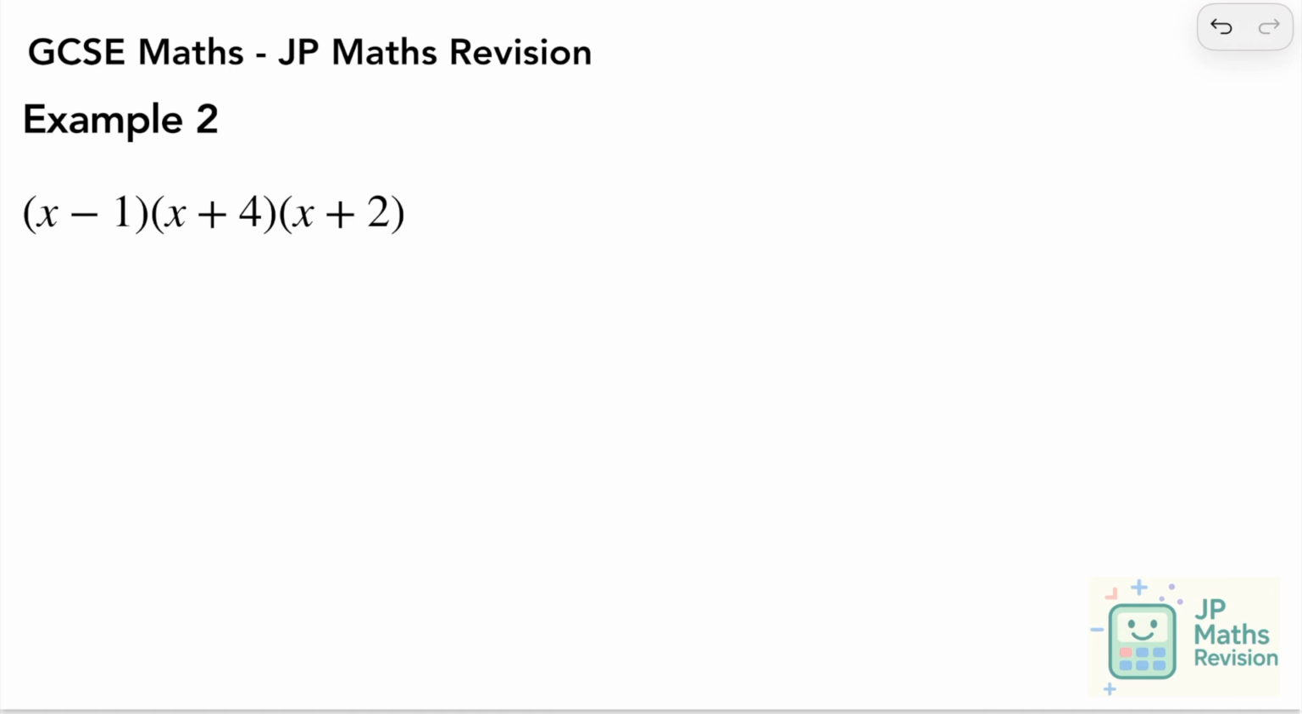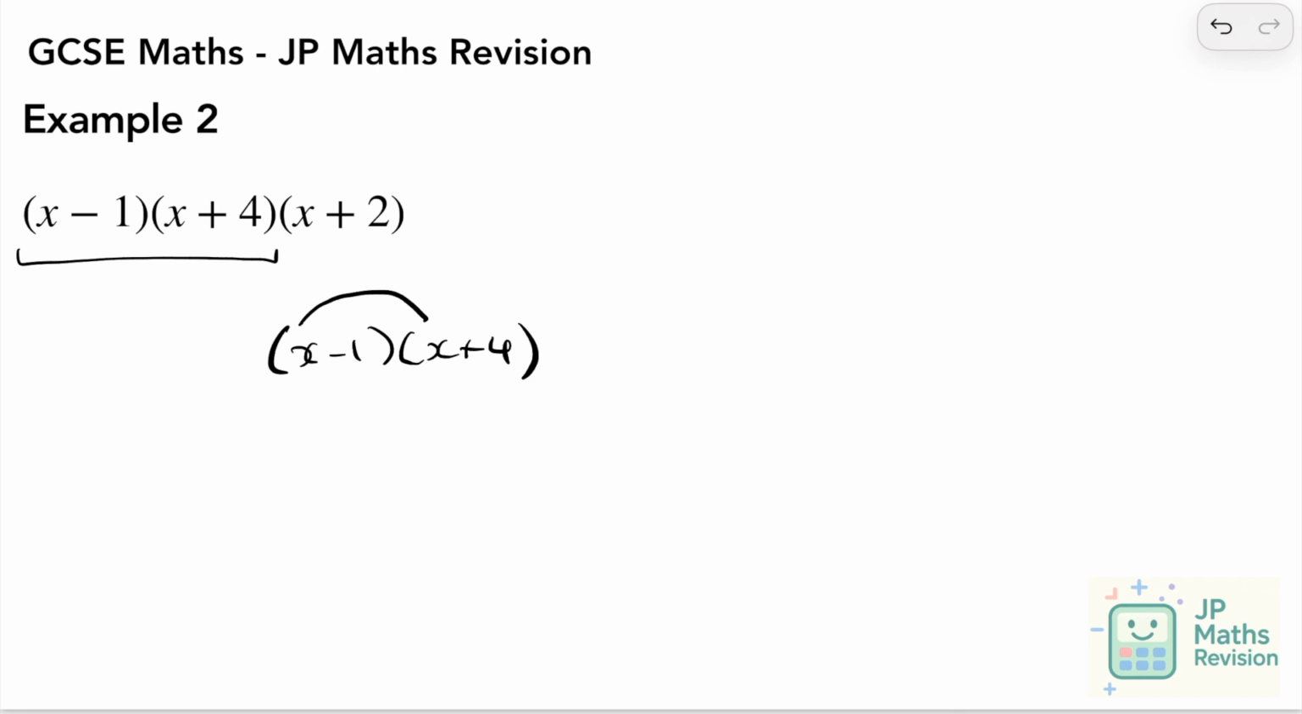So here's another example. This one is pretty much the same as the previous one. It just has a minus sign in this example, so x minus 1. So again, we're going to pick two brackets. I'm going to pick the first two. So I'm going to do x minus 1 times x plus 4.